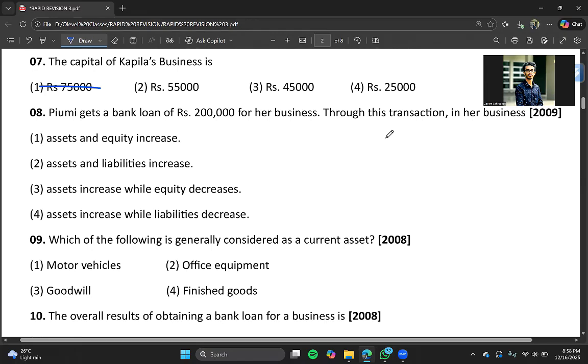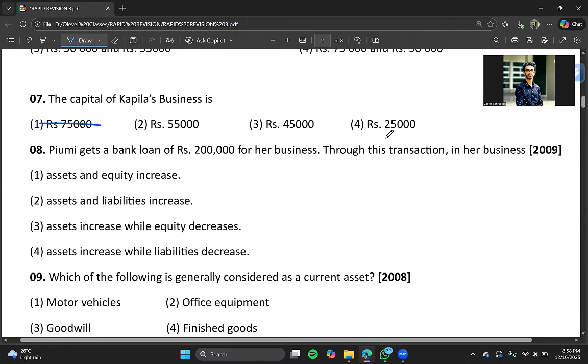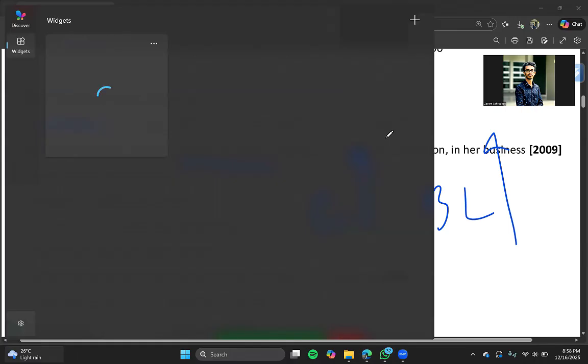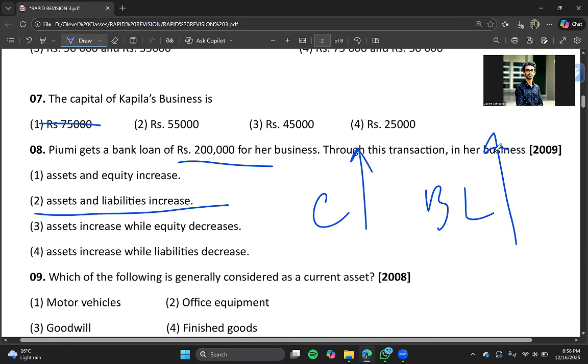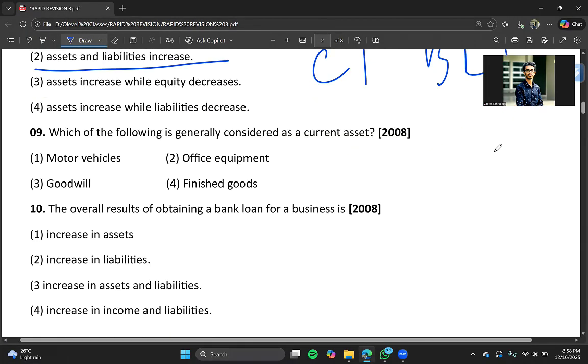Question 8. Obtaining a bank loan of rupees 12,000 for a business: through this transaction, the assets and liabilities increase. When you are obtaining a loan, your cash asset will increase, and your bank loan liability will also increase. So the assets will increase and the liabilities will increase. The answer is number two.